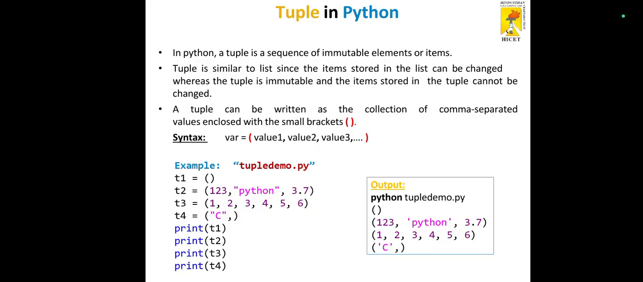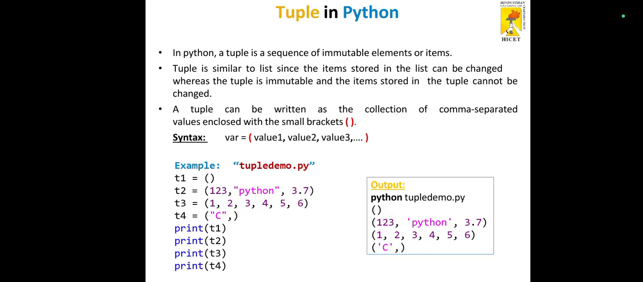A tuple can be written as a collection of comma separated values enclosed within small brackets. For list creation we use the square bracket. For tuple creation we use the small brackets. So the syntax for creating a tuple is: variable equal to, and within the small brackets we mention value 1, value 2 and value 3. All the values should be separated with a comma.